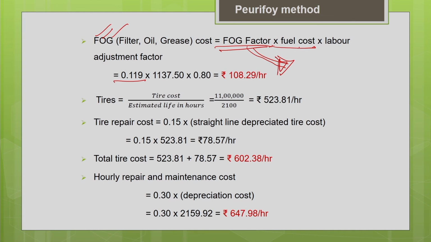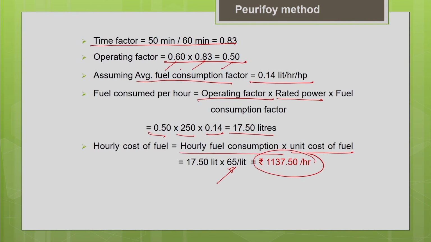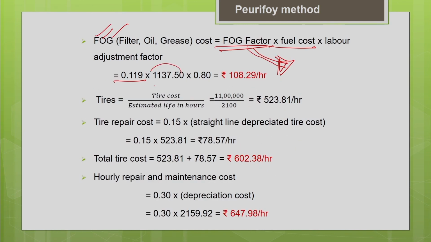Then the fuel cost we have derived earlier, hope you remember, 1137.5 per hour. So, you multiply the fuel cost, then the labor adjustment factor. As I told you, the labor skills will vary from place to place or region to region. So, in some handbooks we can also get the information on the labor adjustment factor for the particular region.